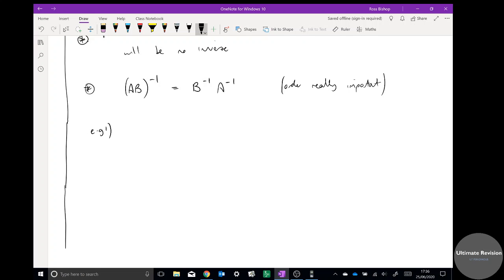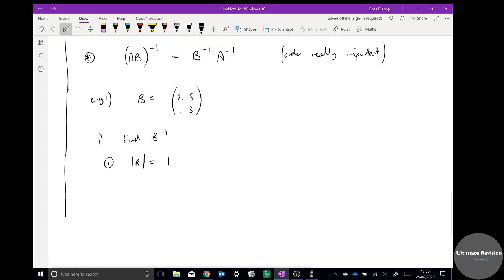So example 1: matrix B is equal to (2, 5; 1, 3). Part A, find B to the minus 1. Now you know how to do this, it's really, really easy. The determinant of B is the first thing you should always do. So that's going to be 6 minus 5, which is 1. If its determinant is 1, then it's just 1 over 1.